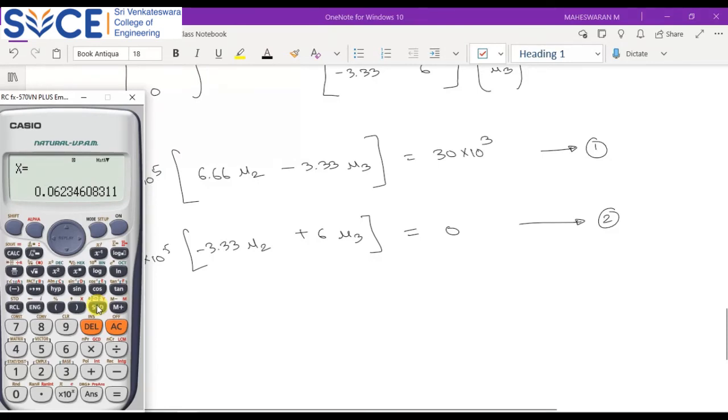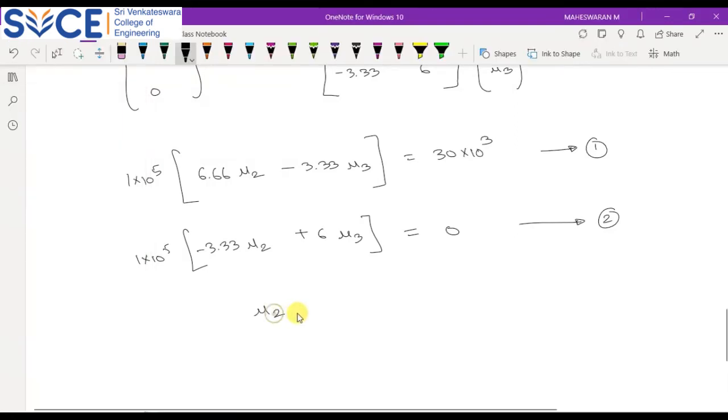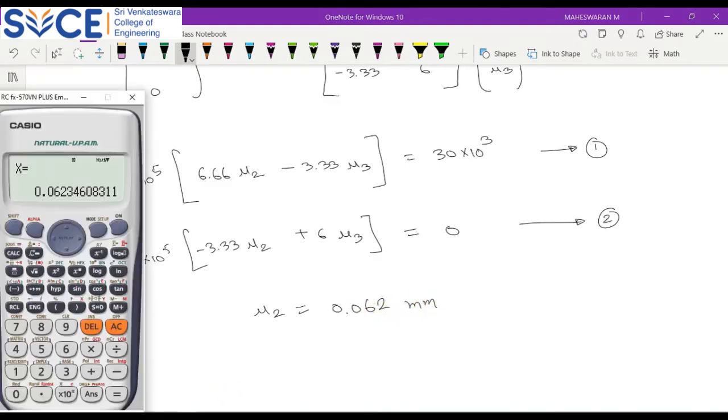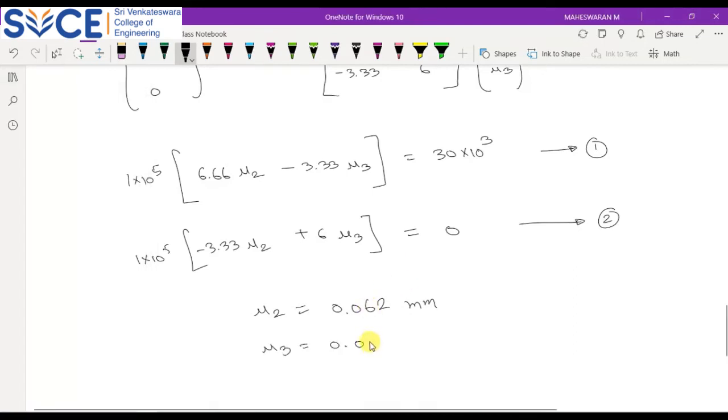So you are getting U2 as 0.062 mm and U3 as 0.0346 mm. Now we have identified the values of U2 and U3.